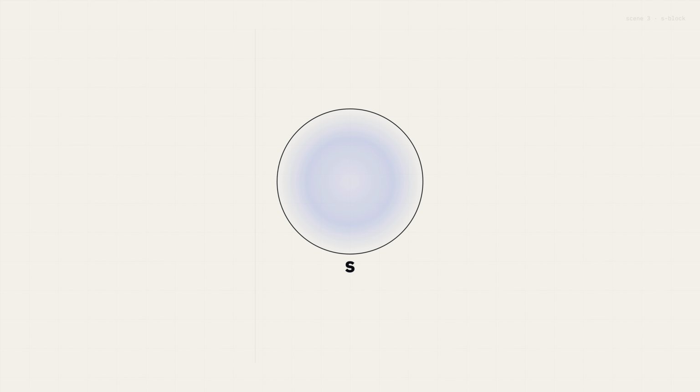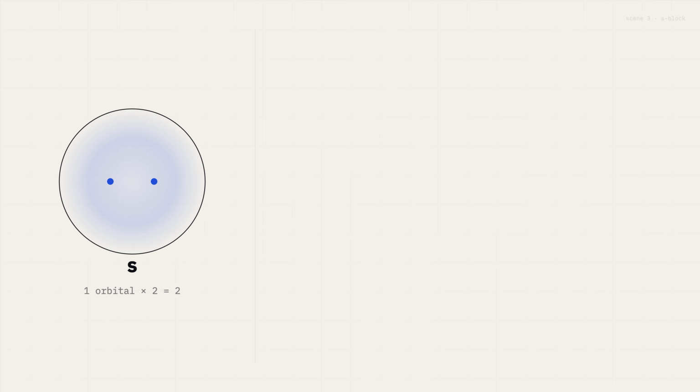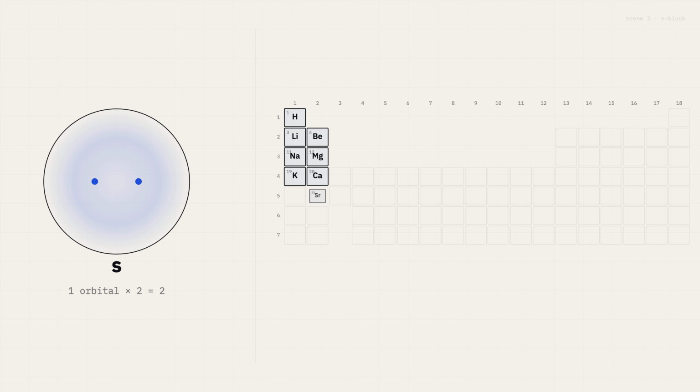Let's start with S. The S orbital is a sphere, just one shape. No direction, no orientation, nothing. One orbital, 2 electrons. That's all it can hold. Now, look at the left edge of the table. 2 columns wide, hydrogen, lithium, sodium, all the way down. That's the S block. 2 columns, because S only holds 2.